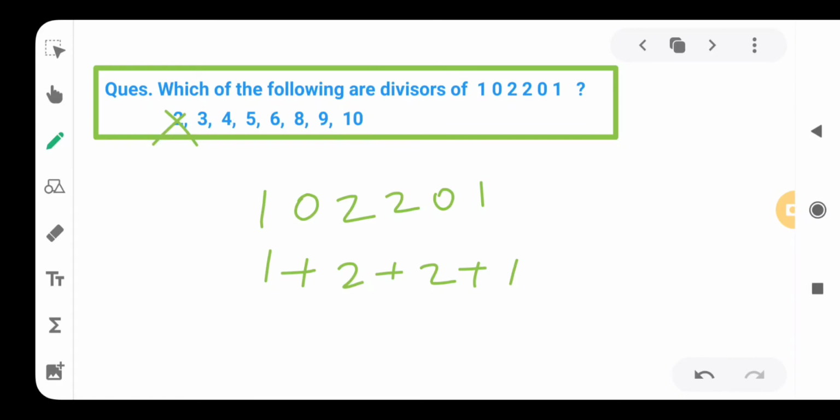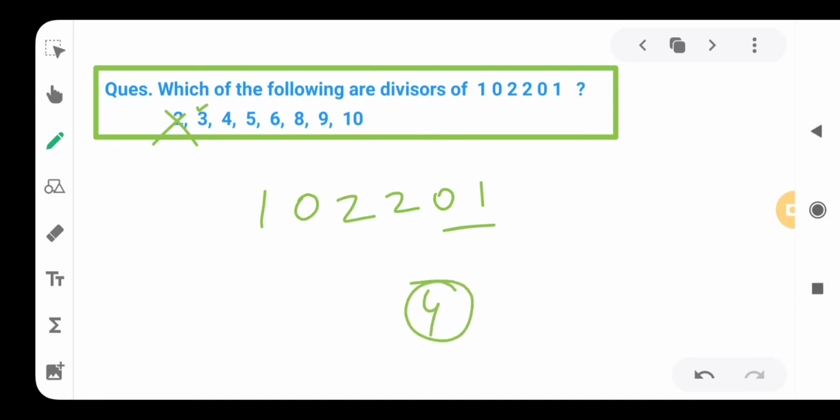2 zeros, 2 plus 3 plus 3 is equal to 6. 6 can be divisible by 3, so this entire value is divisible by 3. So here, let's check it by 4.